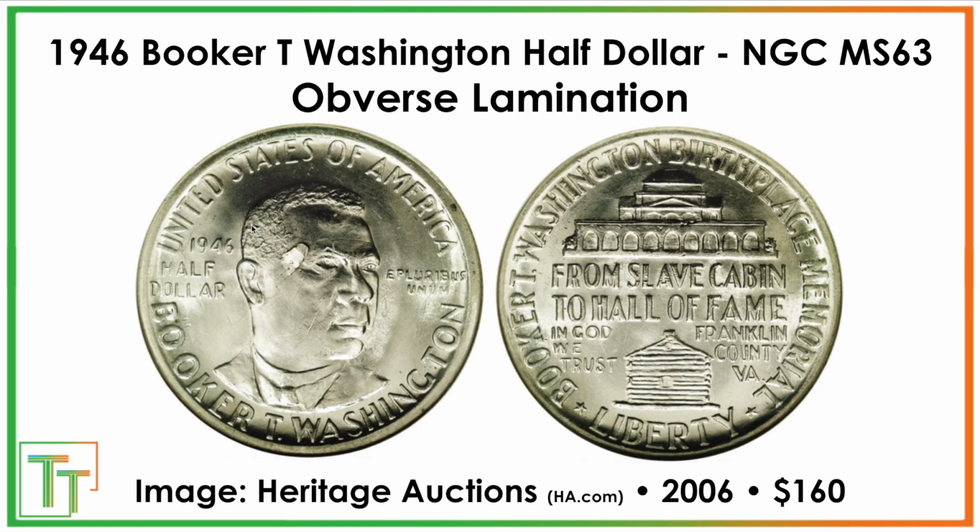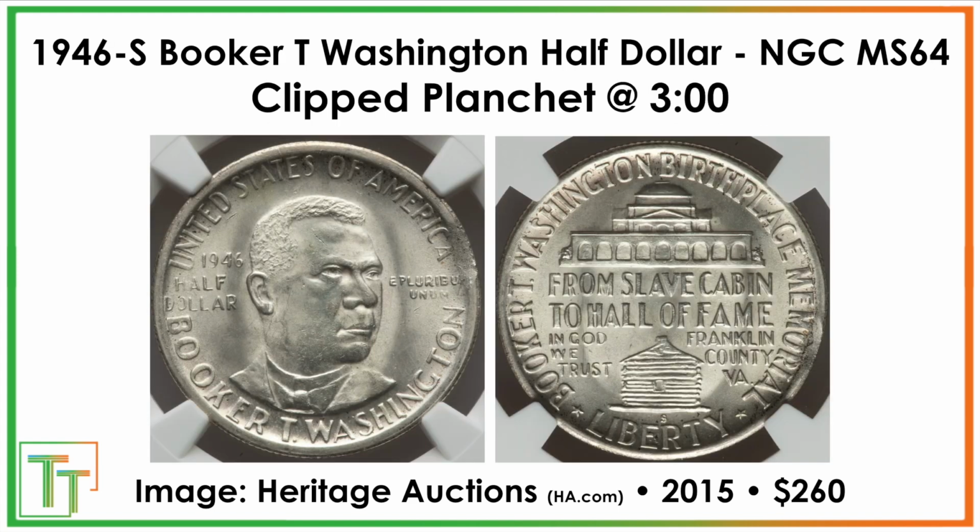And in terms of some of the mint errors, these are just things to look for. So here's an obverse lamination in the forehead of Booker T. Often these commemorative half dollars had really high standards to which they were held, so any sort of mint error is normally going to be pretty minor, but still gets a nice premium. Like this one, $160 as opposed to probably like $30 in mint state 63. There's also, this is not this date, but there's a clip planchet coin here. You can see it sort of at 2:30 or 3 o'clock. This was mint state 64, sold for $260.